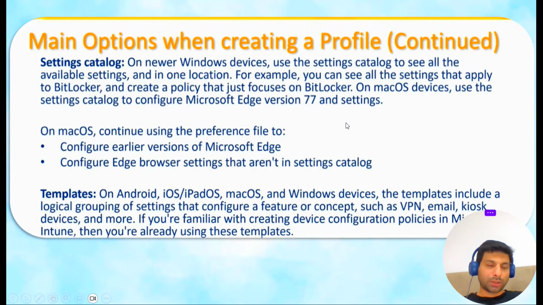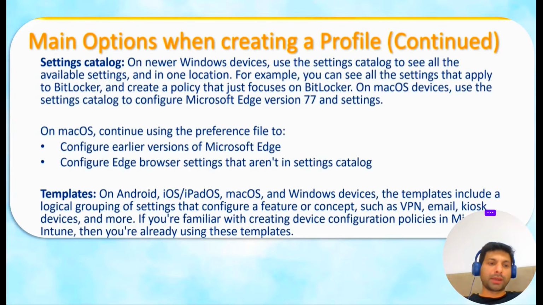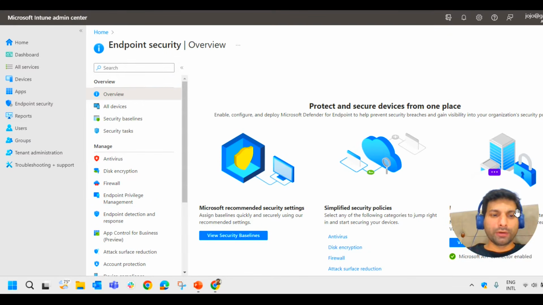And there is something called setting catalog. Setting catalog is on newer Windows devices. Use a setting catalog to see all the available settings in one location. For example, you can see all settings that apply to BitLocker and create a policy that just focuses on BitLocker. And we have something called templates. When creating the profile, we have all these options: administrative template, baseline, setting catalog, and templates. Now I can just show you a configuration profile that I have created to restrict control panel access on devices.